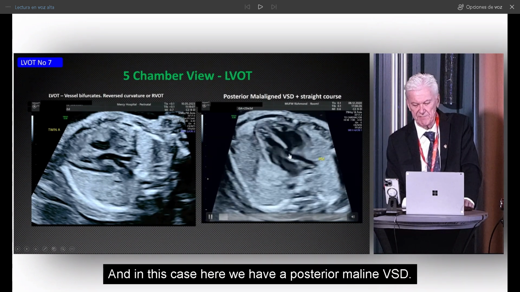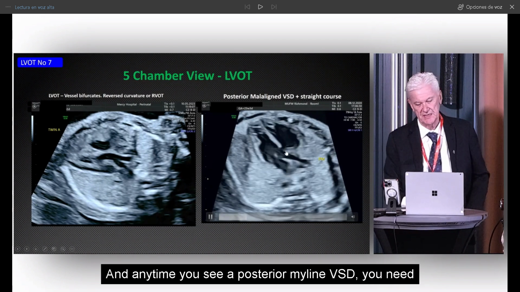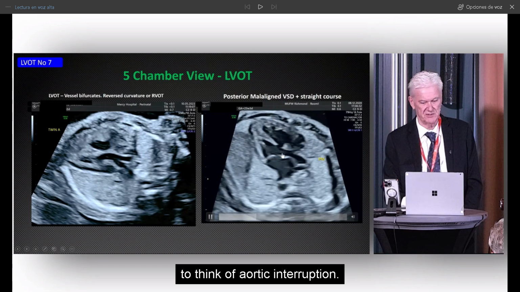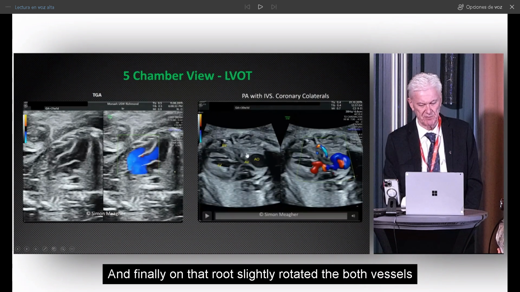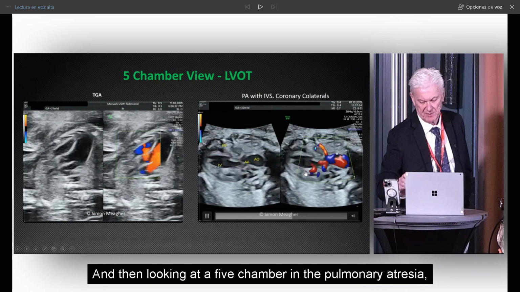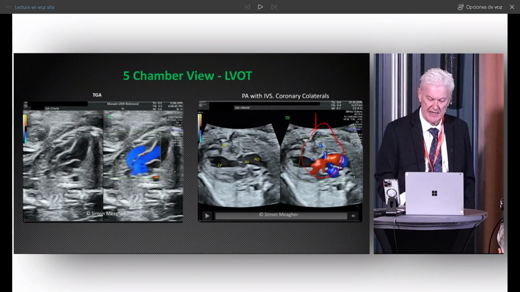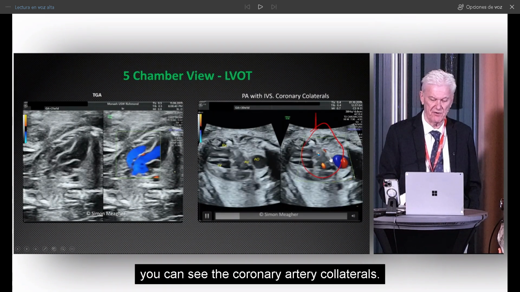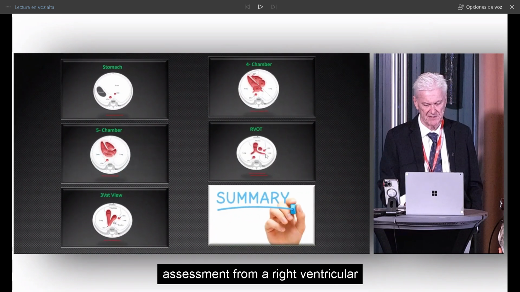And in this case here, we have a posterior malaligned VSD. And anytime you see a posterior malaligned VSD, you need to think of aortic interruption. And finally, on that slightly rotated view, with both vessels coming out in parallel, looking at a 5-chamber in pulmonary atresia with intact ventricular septum, coming off the dilated aorta, you can see the coronary artery collaterals. So these are all the things that you can see in a 5-chamber assessment.